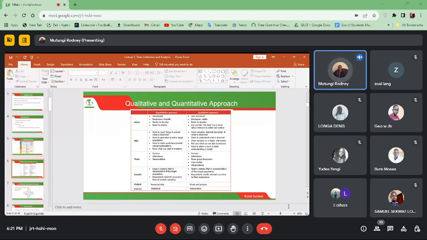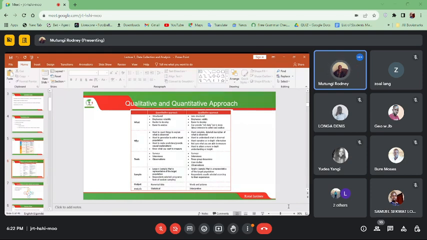Then the sample. In a quantitative approach, because you are not going deeper, you need a larger sample. But in qualitative, because you are asking one person a lot of things, you will need a smaller sample to represent the target population.